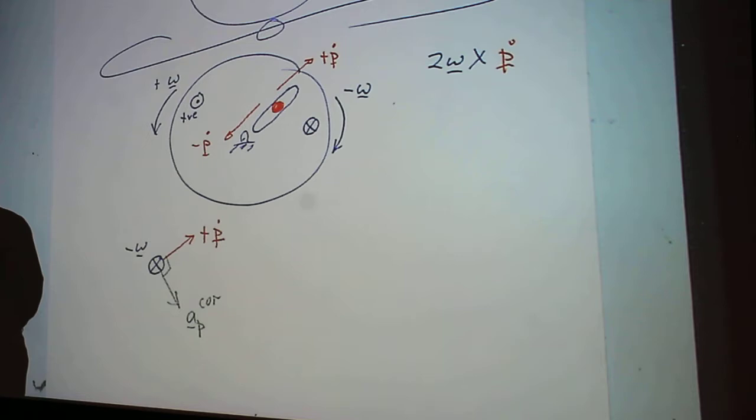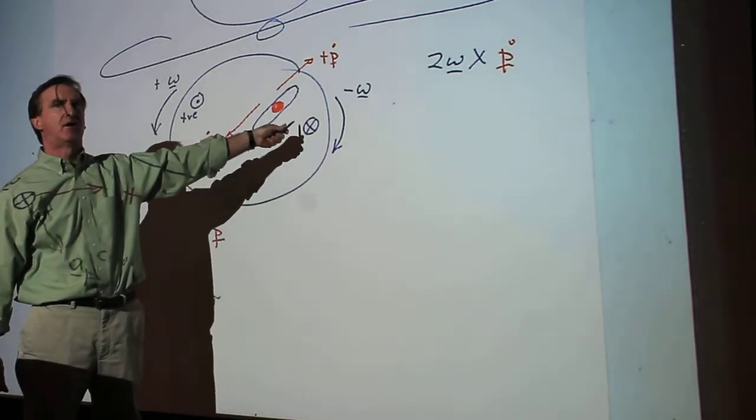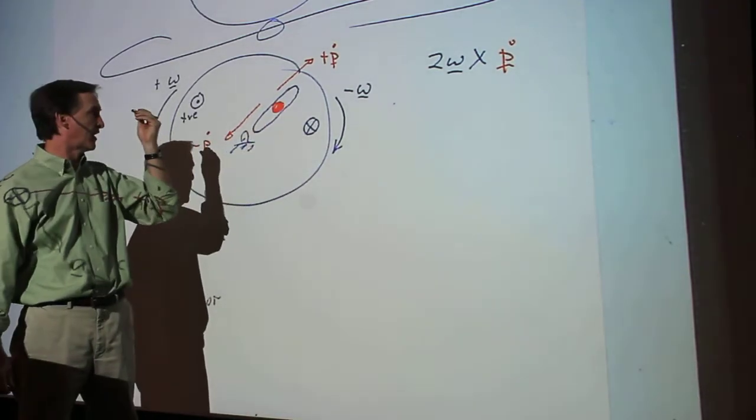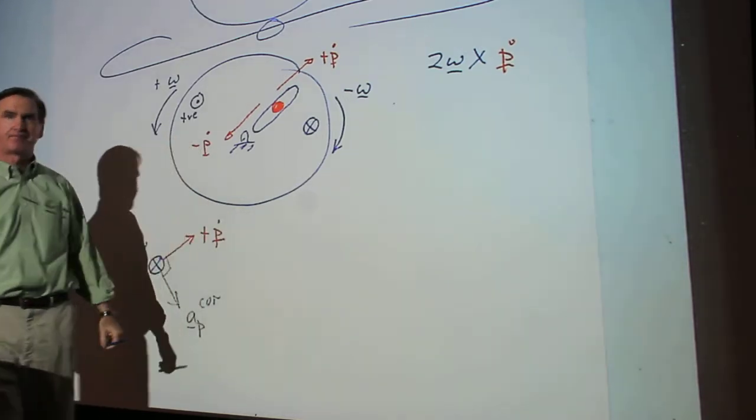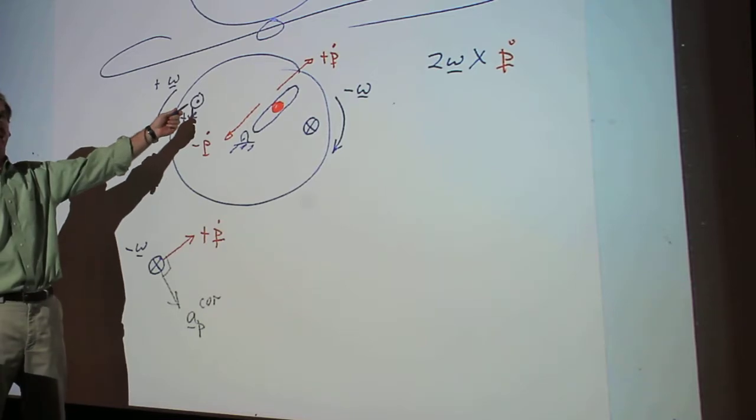Is that symbol with the circle to X, is that to represent the negative right-hand rule? It is. It's to represent the tail feathers of an arrow. Okay, so we're looking at the tail feathers of the arrow, as opposed to the pointy, sharp end of the arrow.